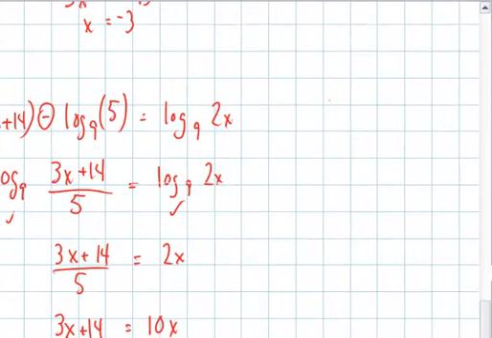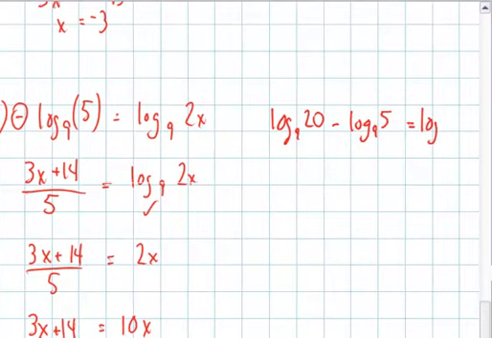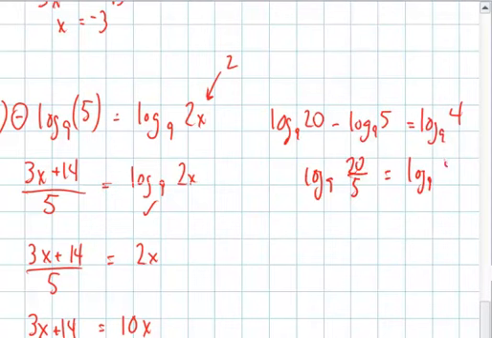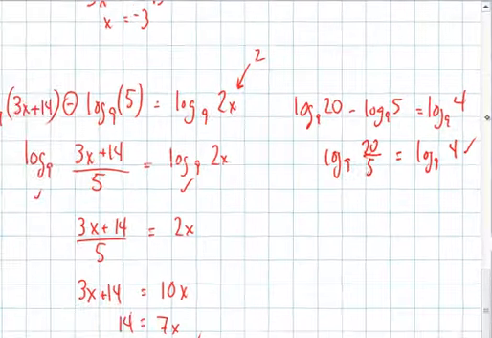So you would have over here, plugging 2 in, log of 20 minus the log base 9 of 5. Does that equal log base 9, plugging 2 into there, of 4? As you can see, log base 9 of 20 over 5 does equal log base 9 of 4, so the solution checks out.